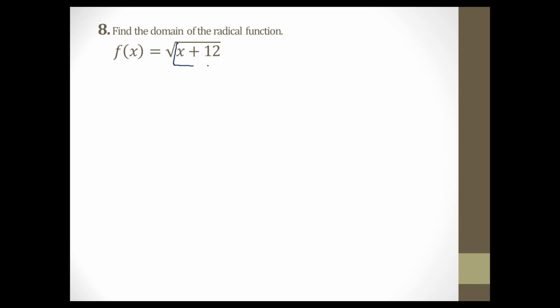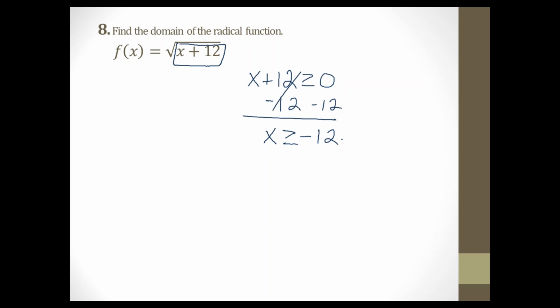So we're going to take what's underneath that square root and we're going to set it greater than or equal to 0. And whatever that ends up being will be our domain. So if we subtract 12 on both sides, we'll have x is greater than or equal to negative 12. So that's going to be our domain. If we're writing it in set notation, we would write it like this: all values for x such that x is greater than or equal to negative 12.